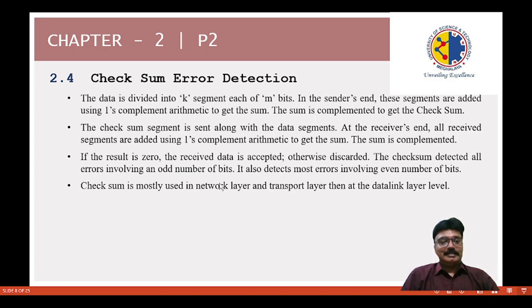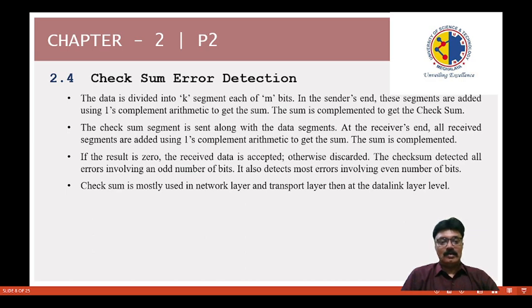So now let us see how this can be explained. The data is divided into k segments, each of m bits. At the sender end, these segments are added using ones complement arithmetic to get the sum. This sum is complemented to get the checksum. The checksum segment is sent along with the data segments.